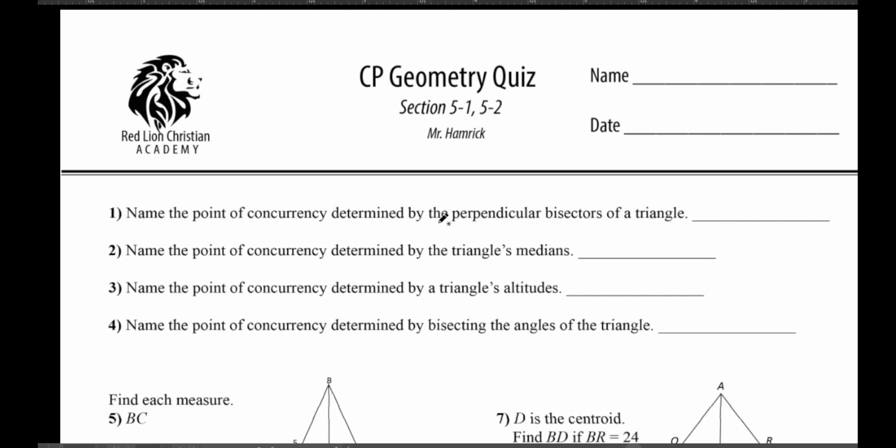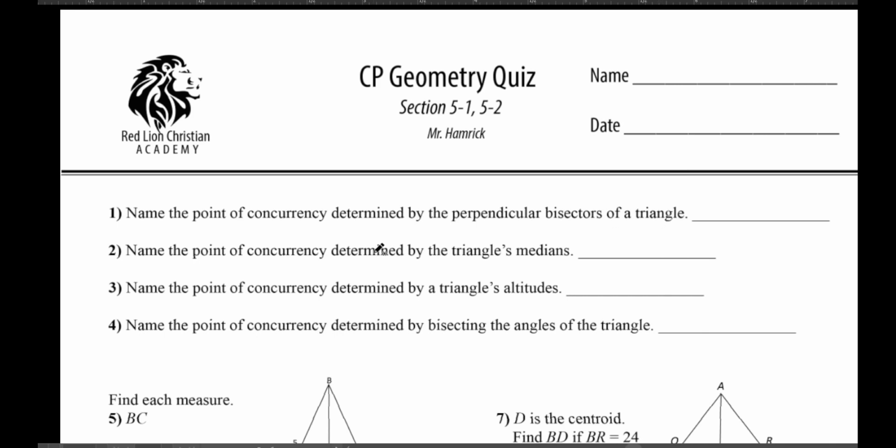It says name the point of concurrency determined by the perpendicular bisectors. That was the very first one that we did. Do you remember that one? Seems like it's been a while. It was before the break, before Easter break. But if you're new to the class, just look at these and memorize them and write them down, okay? That's how you're going to do this, all right?